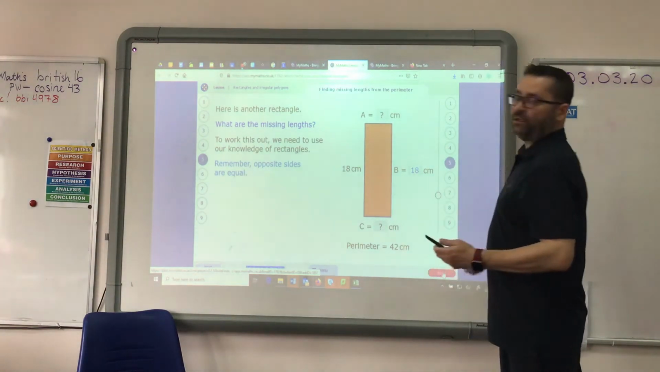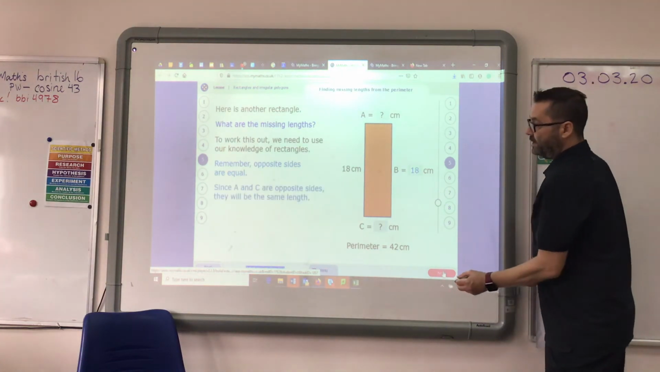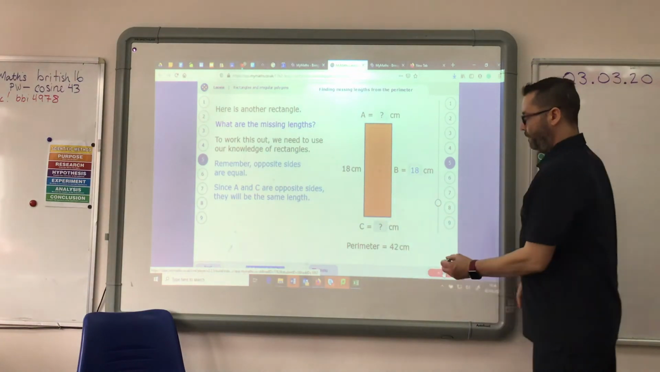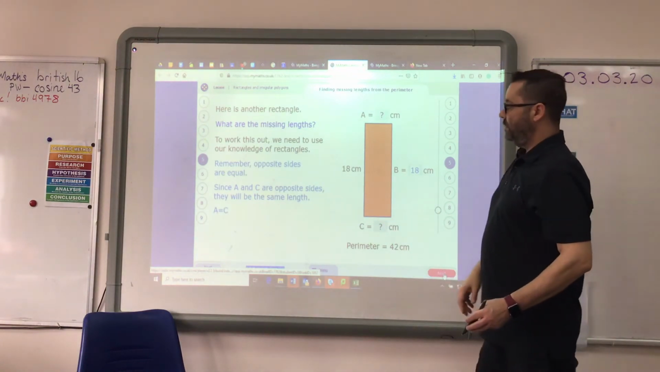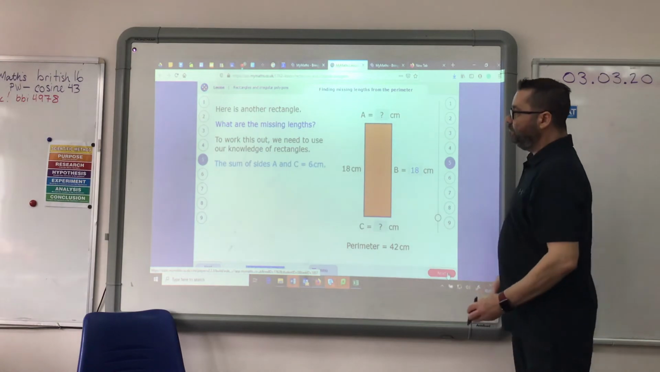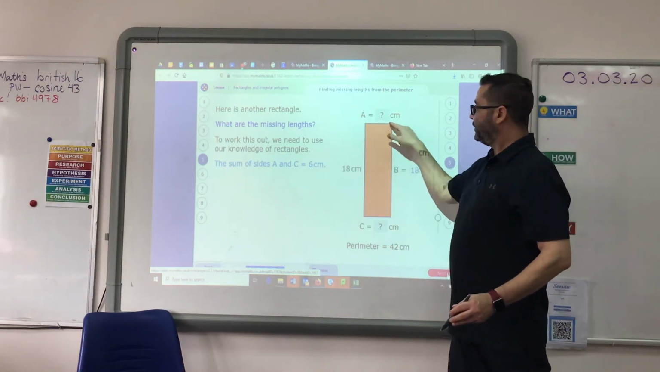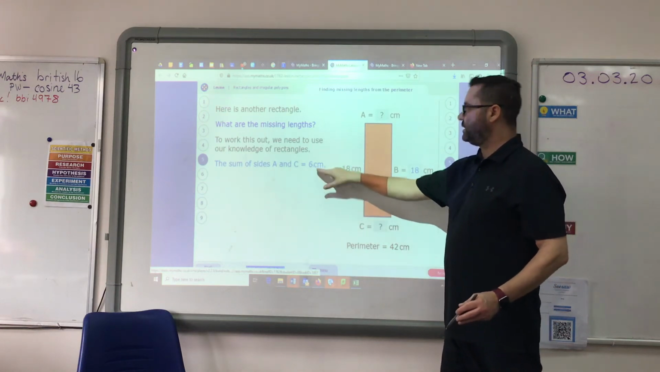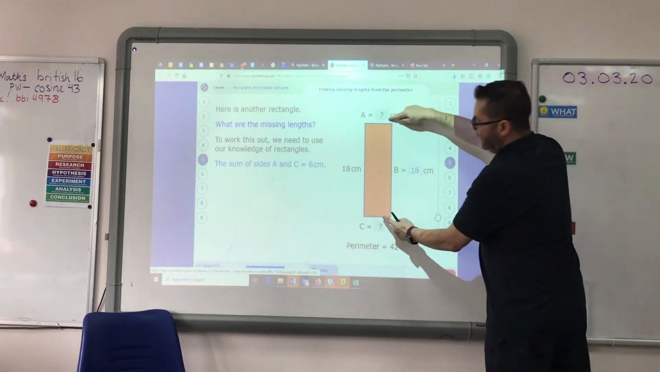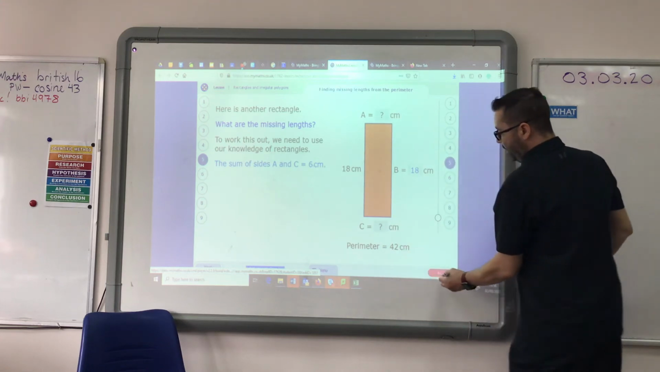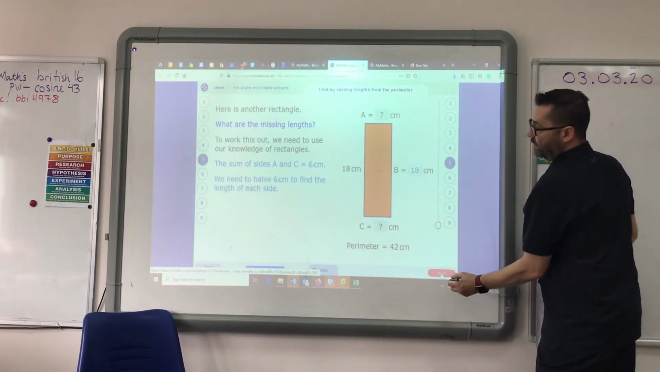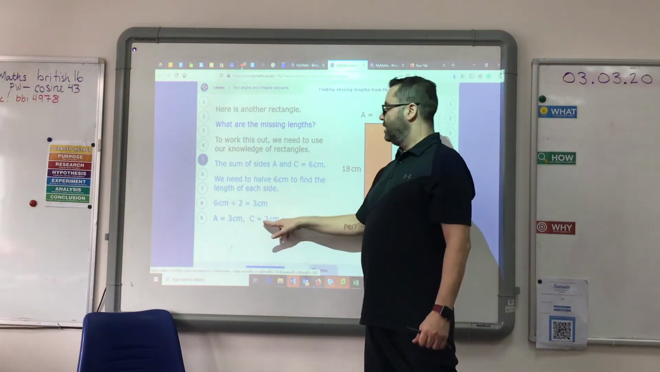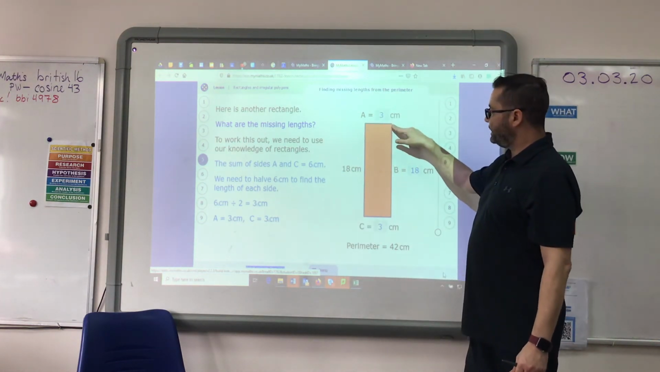We then have to divide by two different sides, and we know the total between the two of them is 6, so this length plus this length is 6. We divide it by how many sides we have, which is 1 and 2, and we know that 6 divided by 2 equals 3 centimeters. So the length of this side is 3 centimeters, and the length of this side is 3 centimeters.